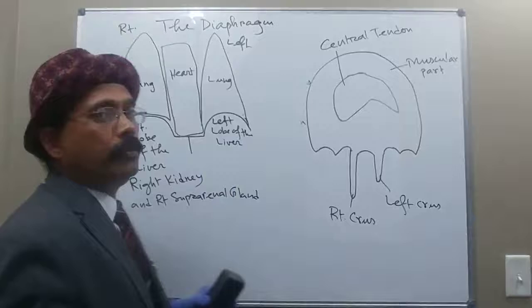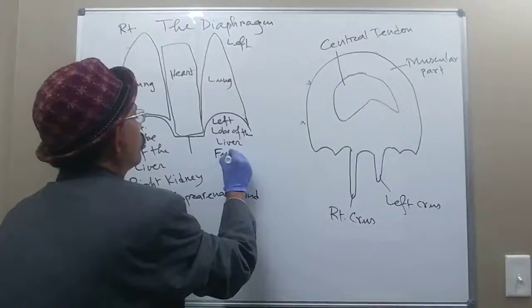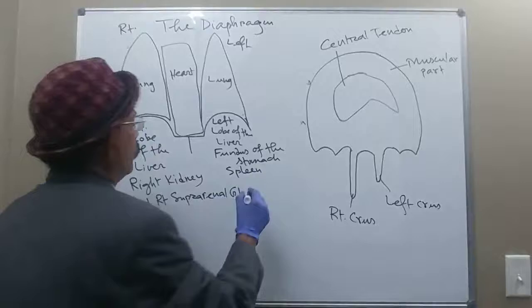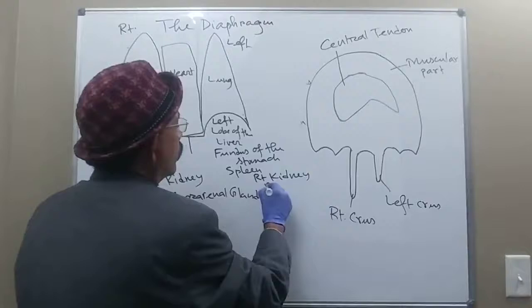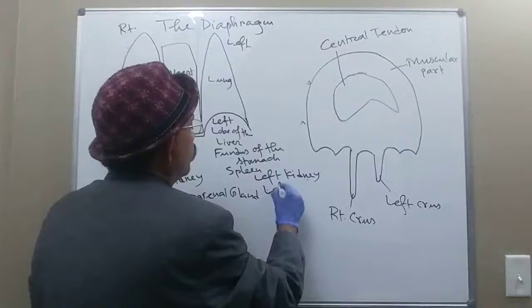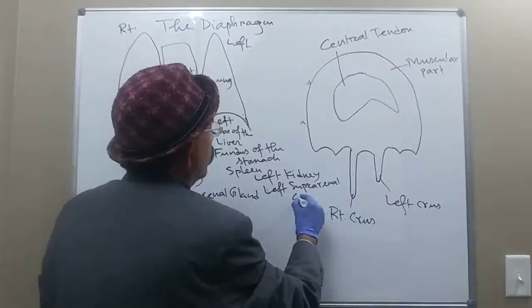We get the fundus of the stomach, and we get the spleen here on the left side. We get the left kidney, not the right kidney here, the left kidney and the left suprarenal gland. Okay, so you got the location of the diaphragm.